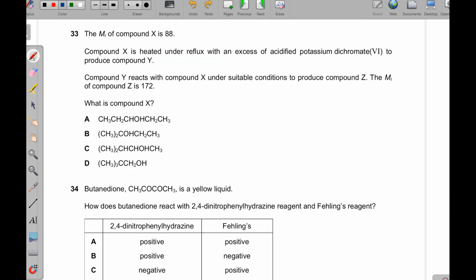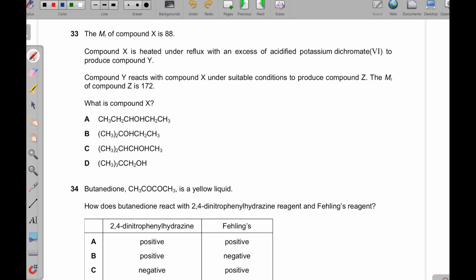Question 33. The relative molecular mass of compound X is 88. Compound X is heated under reflux with an excess of acidified potassium dichromate to produce compound Y. Compound Y reacts with compound X under suitable conditions to produce compound Z. The relative molecular mass of compound Z is 172, and they are telling us to find what compound X is.